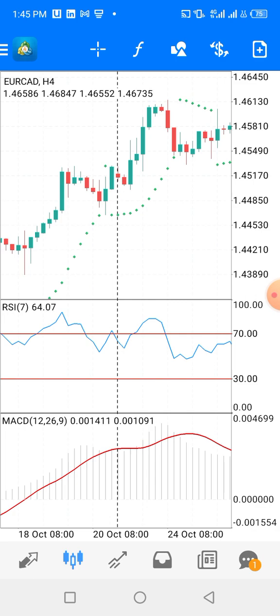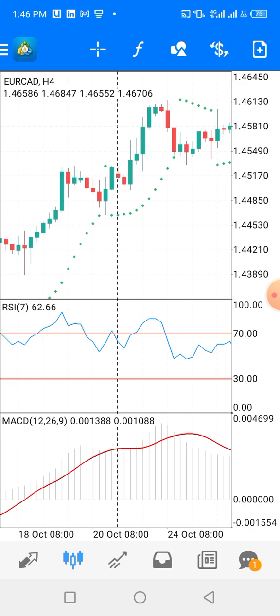The SAR there actually means stop and reverse. People consider it as a trend following indicator. When the dots are above price, it means sell. That's what people normally do with the Parabolic Sar. And when the dots are below price, it means buy.